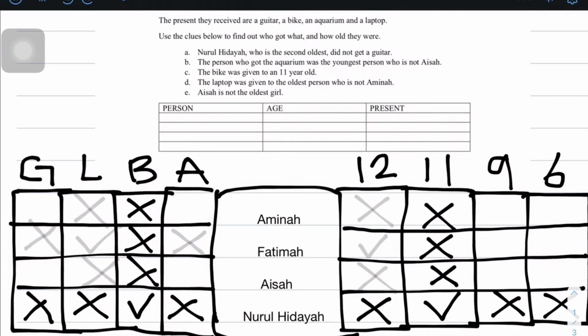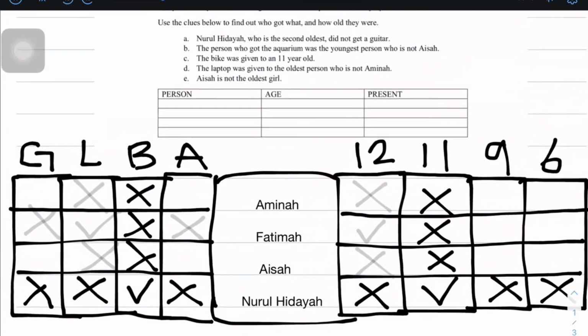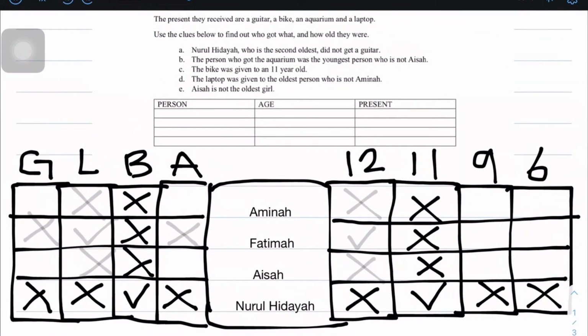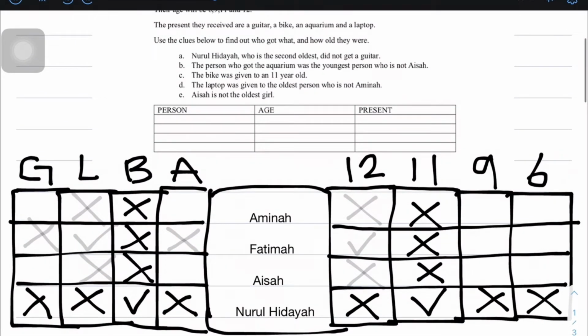So we move to clue D, which is the laptop was given to the oldest person who is not Aminah. So it means that the oldest person is not Aminah, is not Nurul Hidayah, but it's okay. We move to clue E, which is Aisyah is not the oldest girl. So which means that Aminah, Aisyah and Nurul Hidayah was not the oldest person.